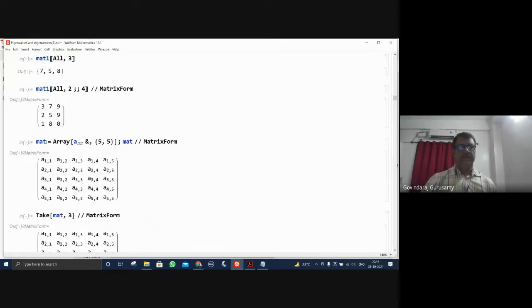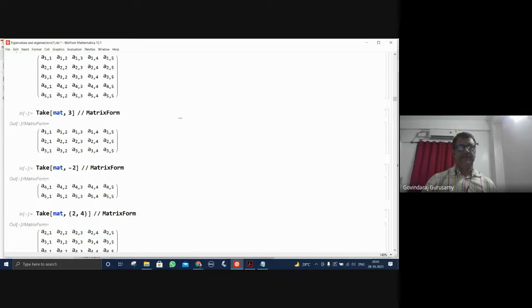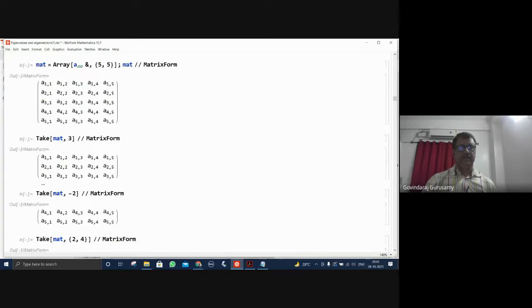Now we have a mat. We're making an array 5 by 5. Okay, the matrix form. You can see here 1 to 5. First row 5 columns, second row 5 columns. So we have a 1, 2, 3, 4, fifth row, 5th column. So it's a square matrix. Now take 3. What does it mean? Okay, take mat 3. So 1, 2, 3, 4, 5. So which means up to 3 rows has been taken.